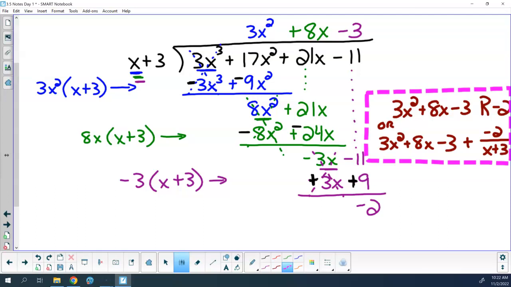But if the directions say you do this using long division, you've got to do that. See, because what you're talking about is called synthetic division. Okay, right? And that only works on certain division problems.